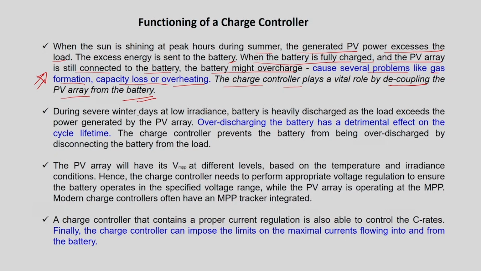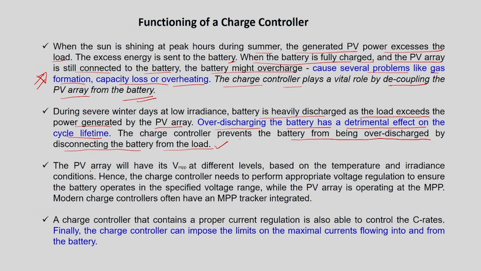Now the second case: during severe winter, when solar irradiation is very, very low and the battery is heavily discharged as the load exceeds the power generated by the PV array. Over-discharging the battery has a detrimental effect on the life cycle. The charge controller prevents the battery from being over-discharged by disconnecting the battery from the load. This is the second function of the charge controller.